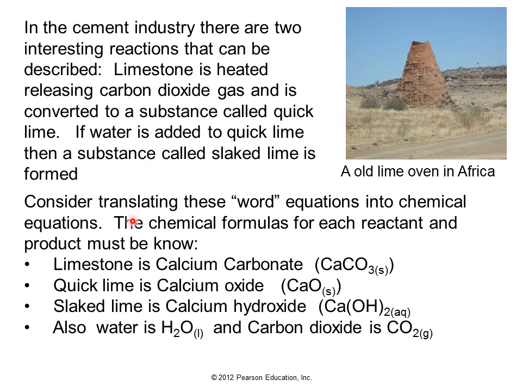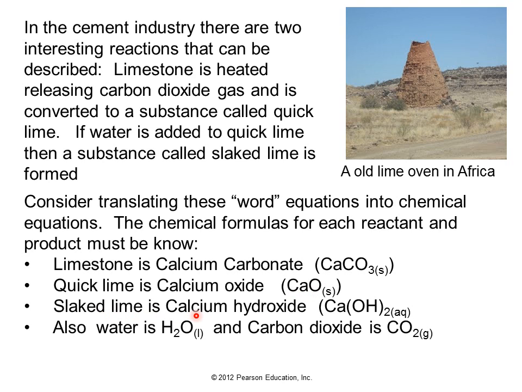Here's an interesting question: how could we translate these word equations into chemical equations? We first of all have to know the chemical formulas of each reactant and product. So limestone is calcium carbonate. Calcium is group 2A, so it's a +2. Carbonate is a polyatomic anion, -2, so 1 to 1. Quicklime is calcium oxide. Again, group 2A is a +2 metal, and oxygen is -2, 1 to 1.